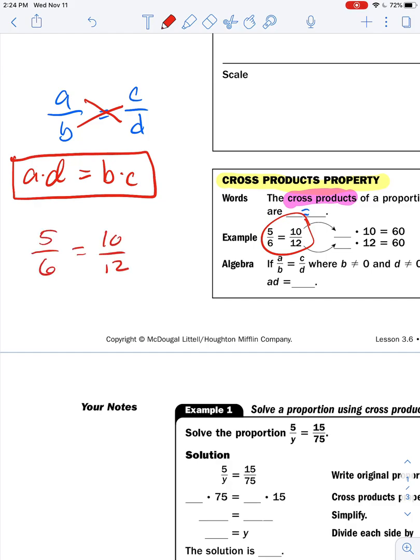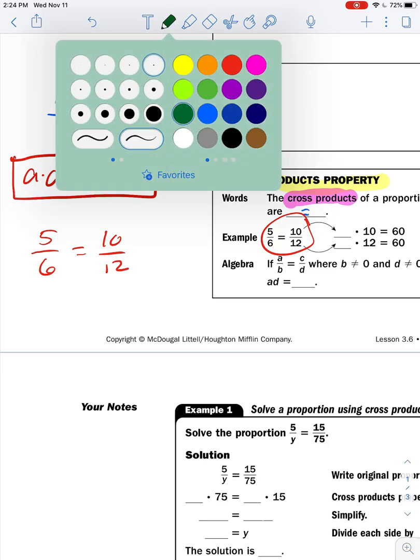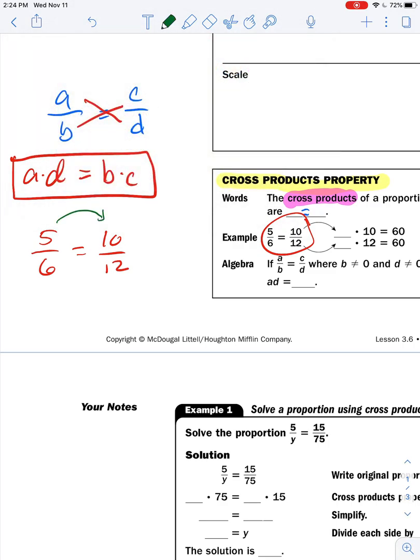So they give an example here where they say 5 over 6 equals 10 over 12. And what we were doing is we were looking and saying, okay, 5 times 2 is going to be 10, 6 times 2 is going to be 12. And that works, but it's not the most efficient way to do it.